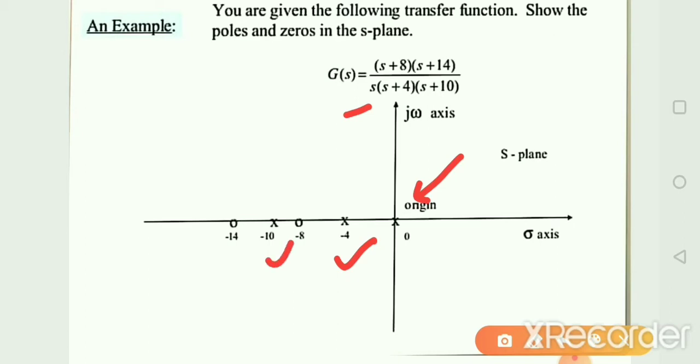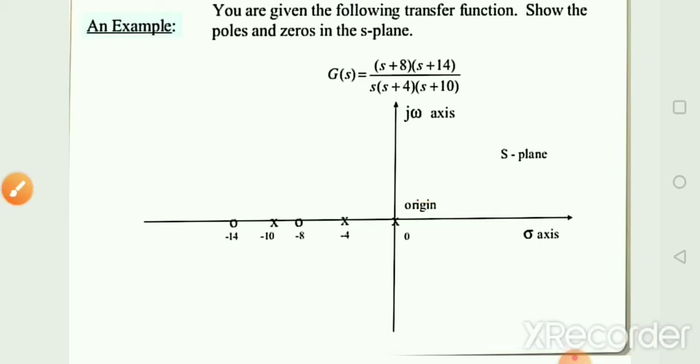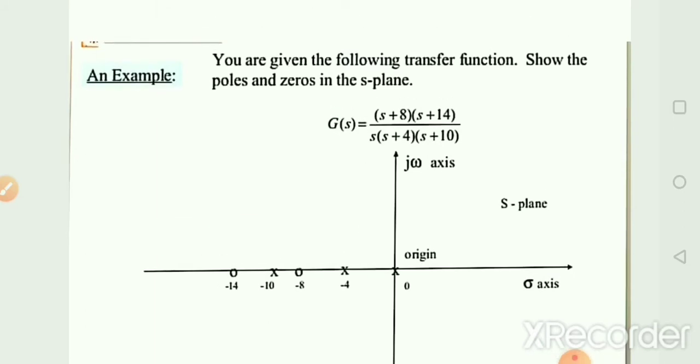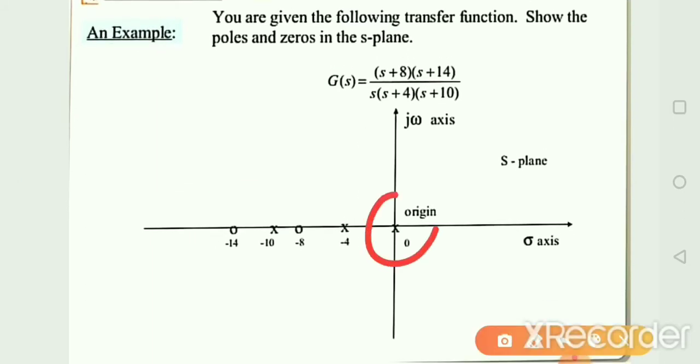We can see all the poles and zeros lie on the left half of the plane, and one pole is at the origin. By this we can denote the poles and zeros. We denote poles by this sign and zeros by this sign.